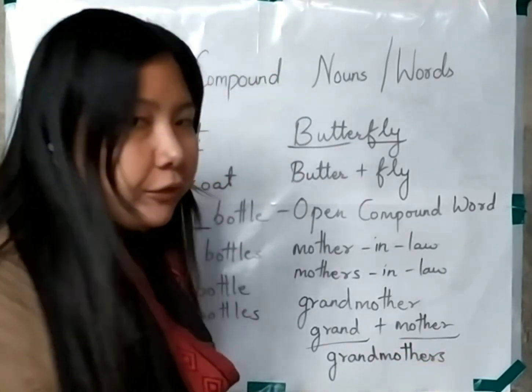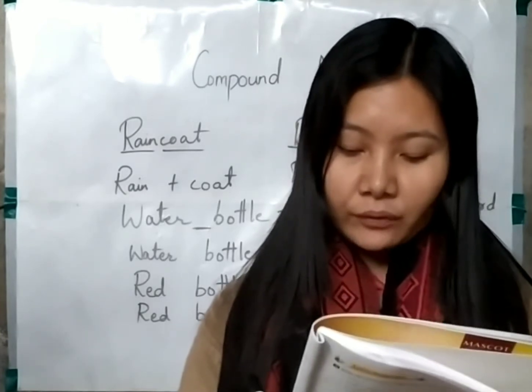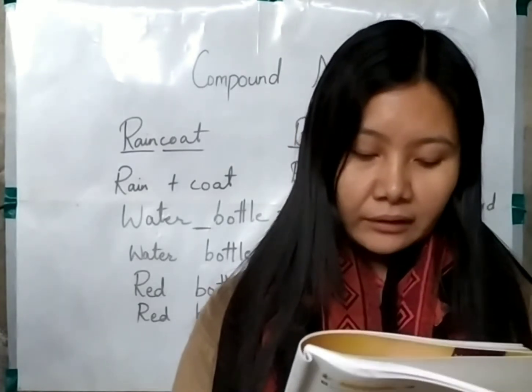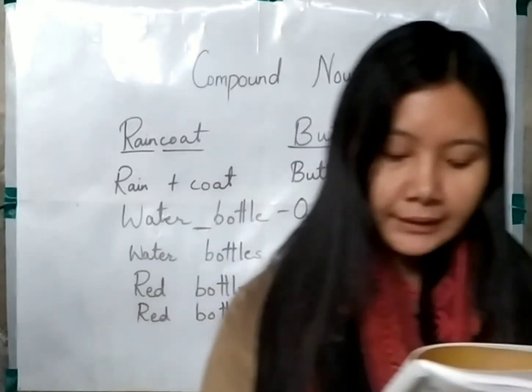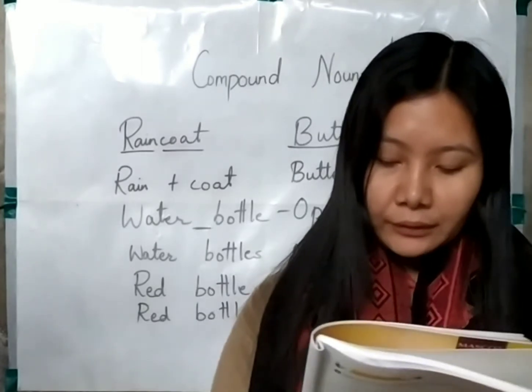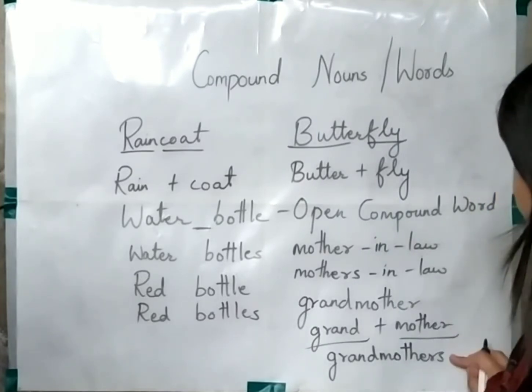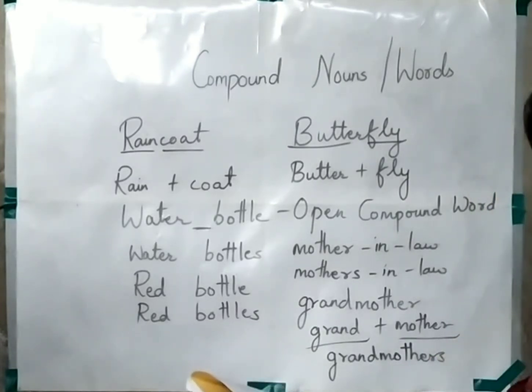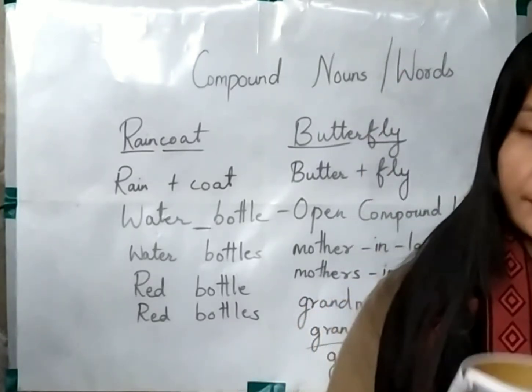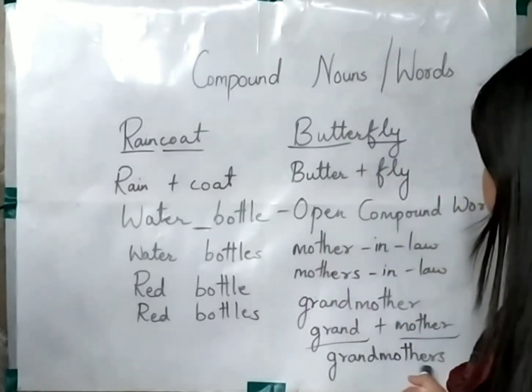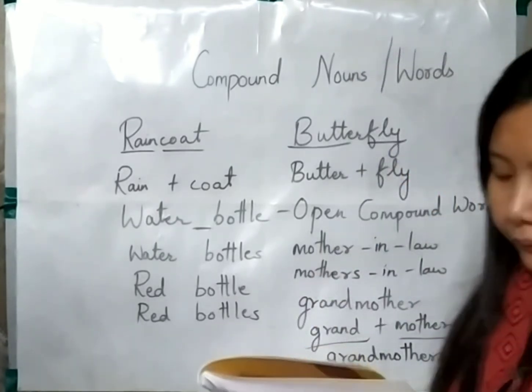So in this way we have formed its plural. You can see sometimes two words are joined together but are read as one word. These are called closed compound words. Example, grandmother singular and grandmothers plural. The upper one is the singular and the lower one is the plural. The plural is formed by adding s or es at the end, so we have added s at the end to form its plural.